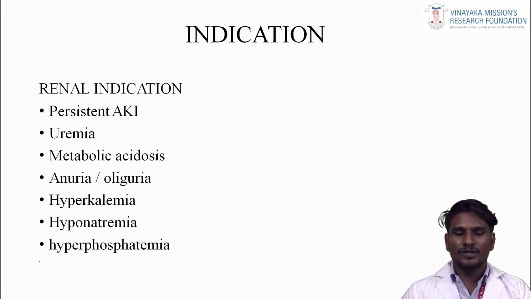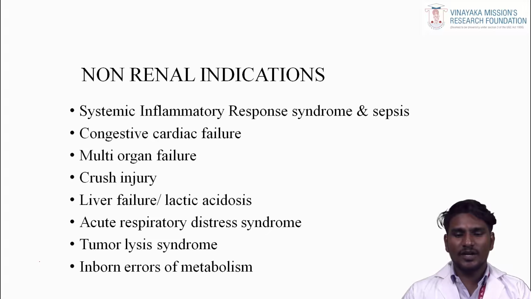and fluids. So indications. Renal indications may be persistent AKI, uremia, metabolic acidosis, anuria, hyperkalemia, increased levels of potassium, hyponatremia, decreased levels of sodium, hyperphosphatemia, increased levels of phosphorus. The non-renal indications are systemic inflammatory response, sepsis, congestive cardiac failure, multi-organ failure, crush injury, liver failure, lactic acidosis, acute respiratory distress syndrome, tumor lysis syndrome, inborn errors of metabolism.